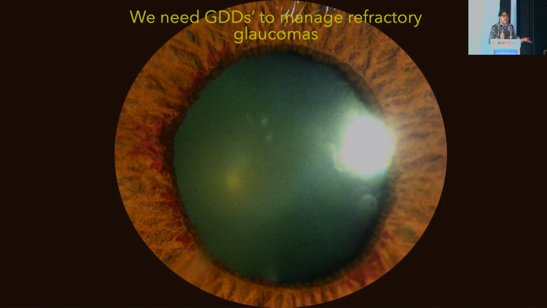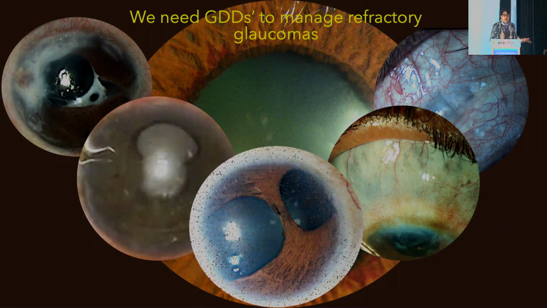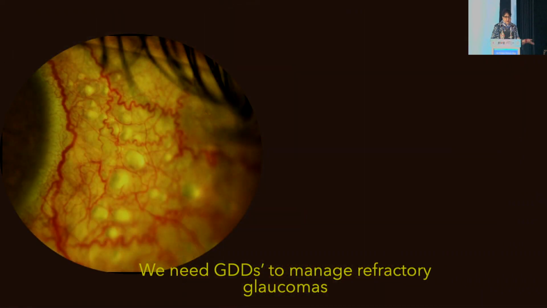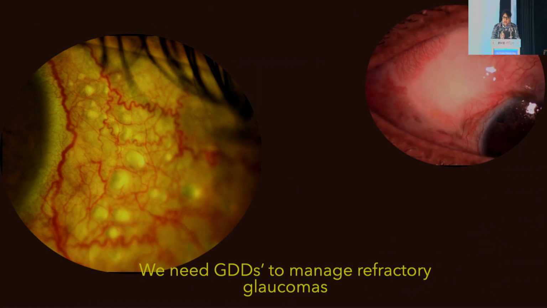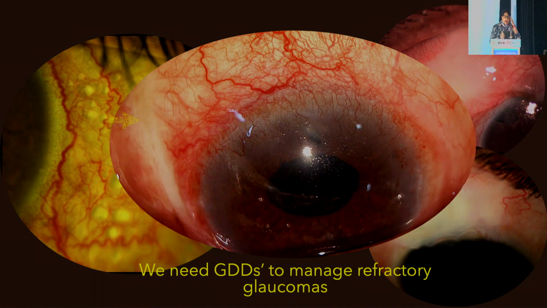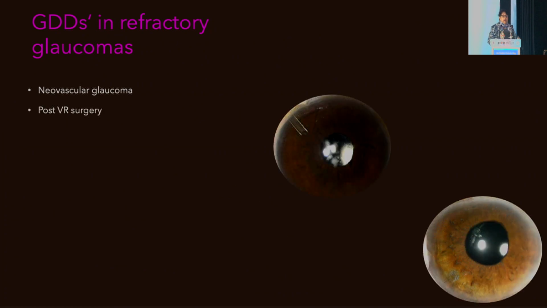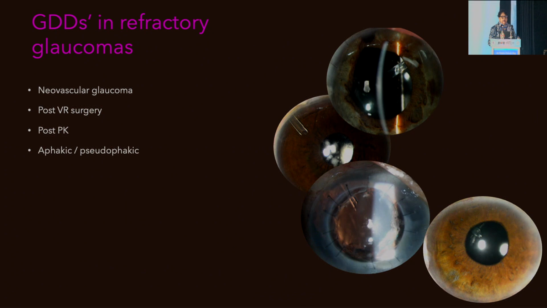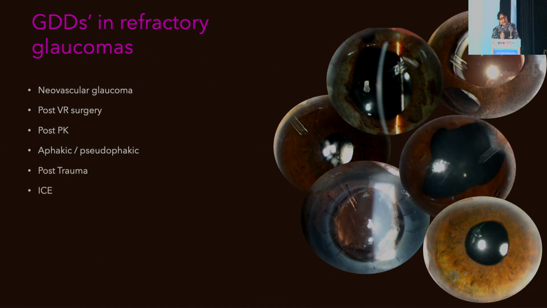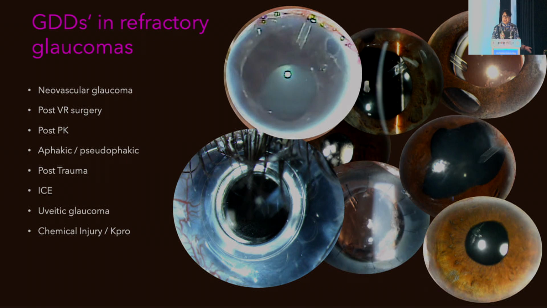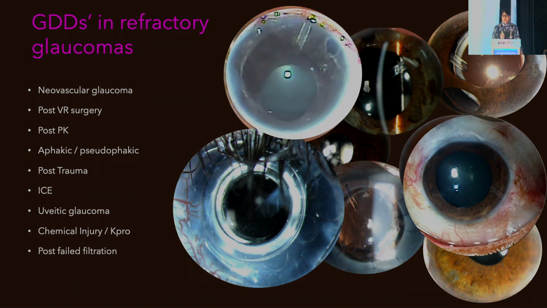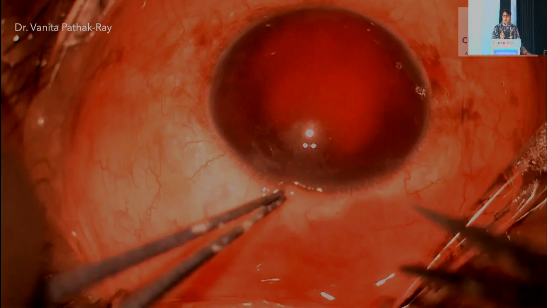So we need GDDs in refractory glaucomas, and you name it, post-surgery as well. Silicone oil, not very uncommon, this feature. Post-trabeculectomies also. I have done many post-trabeculectomy, and this is drug-induced cicatricial conjunctivitis. Forget about the fornix. Look at the bulbar conjunctiva. There's subconjunctival fibrosis. So you do it in neovascular glaucoma, post-VR surgery, post-PK, aphakic, pseudophakic, post-trauma, ICE syndrome, uveitic glaucoma, chemical injury, K-pro, post-failed filtration, you name it, actually. All these glaucomas are difficult to control.